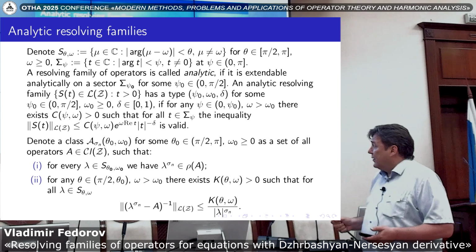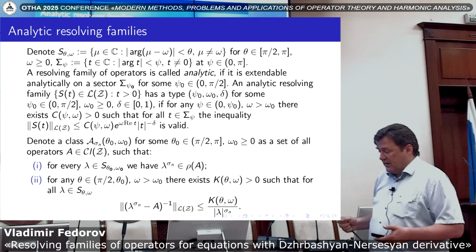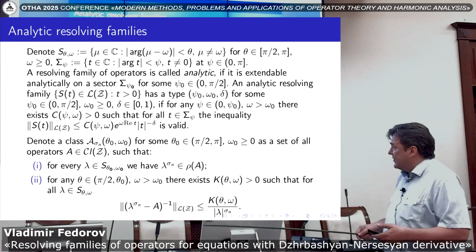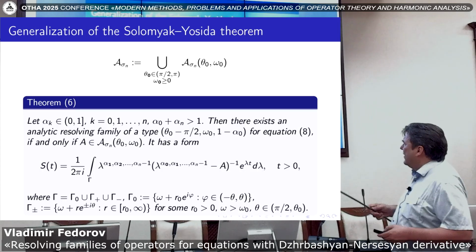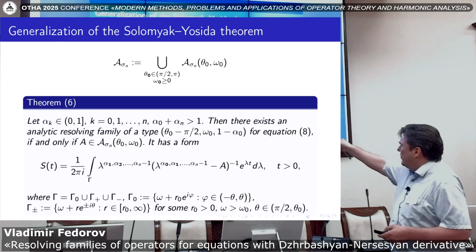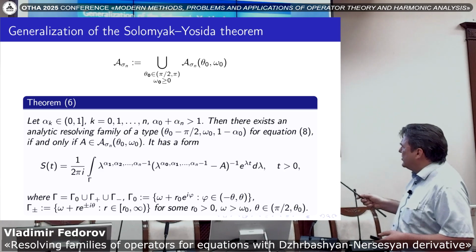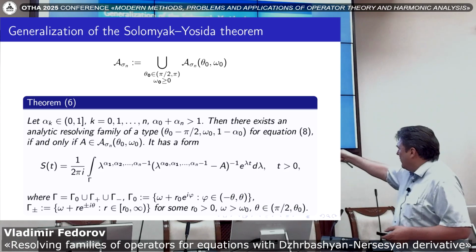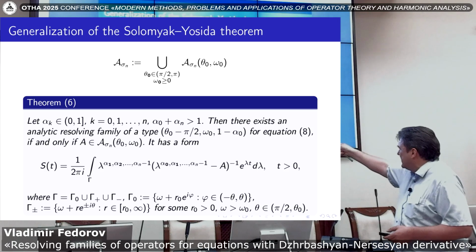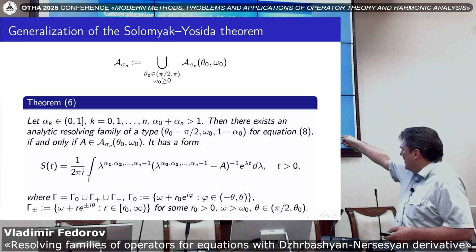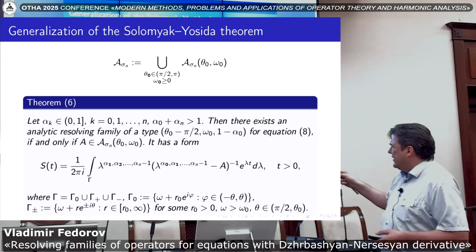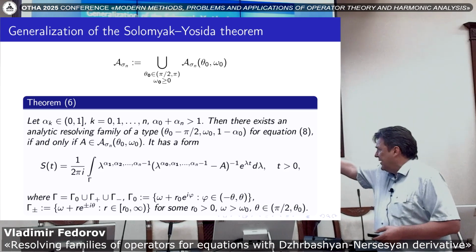And we can call such operators sectorial, similar to semigroup theory, where generators of analytic semigroups are called sectorial. This is the technical notation, and there exists an analytic resolving family of this type, it means in the sector with the vertex at this point, with such an angle and with such a power singularity at the point 0, if and only if operator A belongs to the class A sigma n.